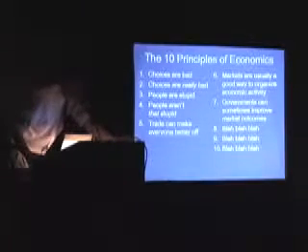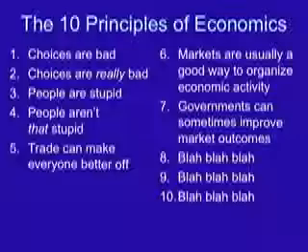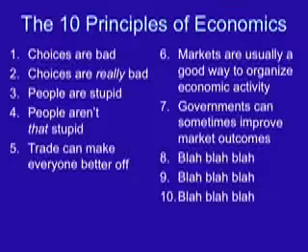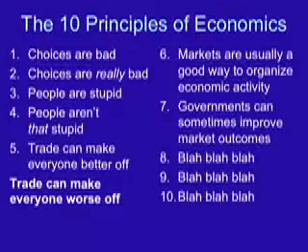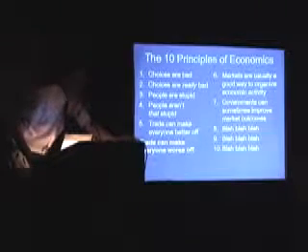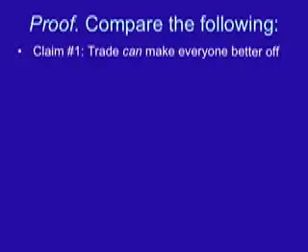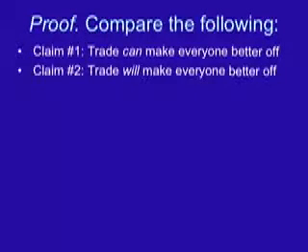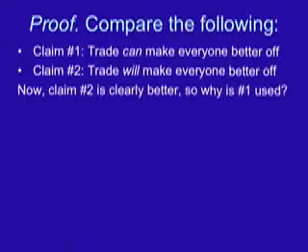Great, so simplifying again, let's move on to free trade, our favorite topic. Principle 5, trade can make everyone better off. Translation, trade can make everyone worse off. I have a proof that will blow your mind of this fact. Here we go. Compare the following 2 statements. One is trade can make everyone better off. The other is trade will make everyone better off. If you had to choose between those, it's no contest, right? Claim number 2 is better. But Mankiw uses claim number 1.